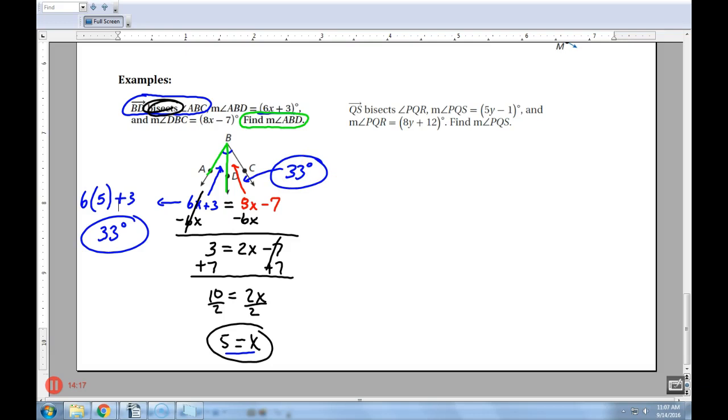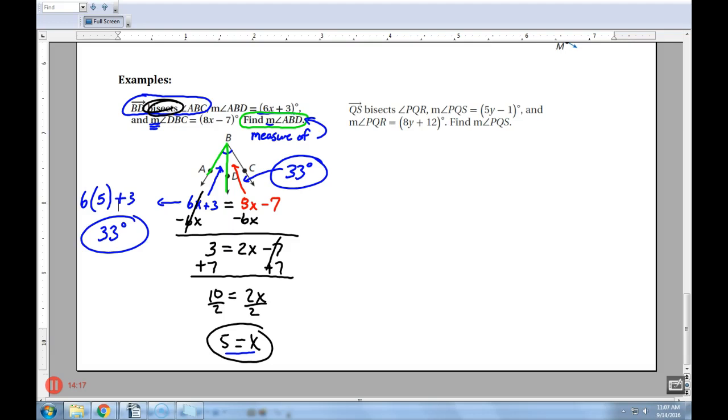Now, a little bit on notation. This M, I haven't really talked about that M. That M stands for the measure of. So this is really saying find the measure of that angle. That's what this little M right here means. The measure of. It's just kind of a shorthand notation.